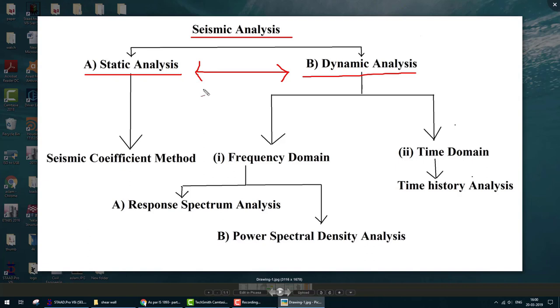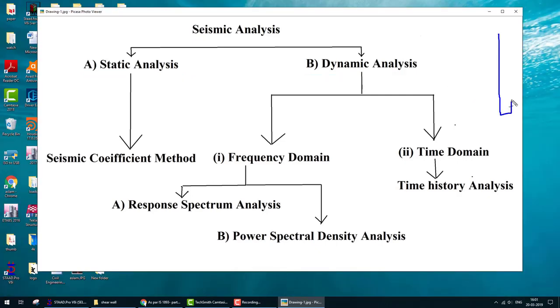One more definition: if the load generates high acceleration in the structure, then we analyze this structure as a dynamic analysis. That load may be dead load or live load. If dead load generates acceleration in the structure, then we analyze that dead load as a dynamic analysis. Okay, example: this is a wall and this is a ladder.